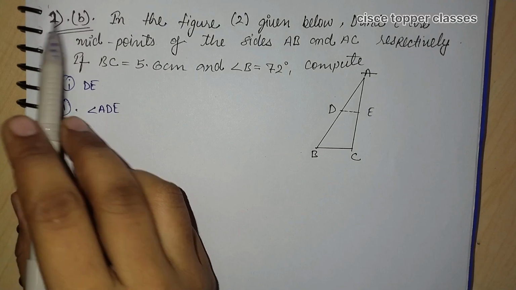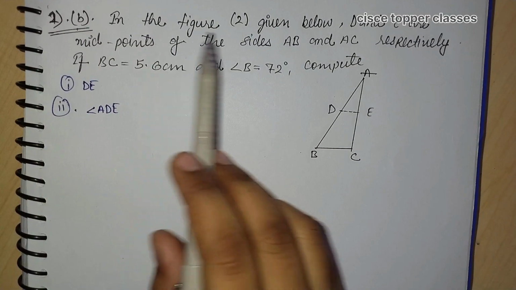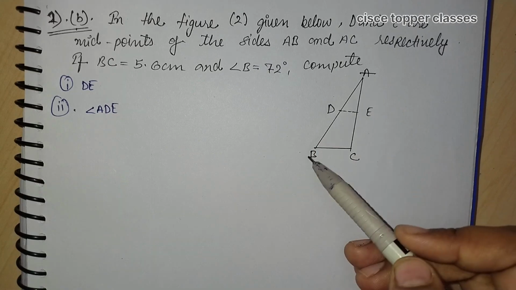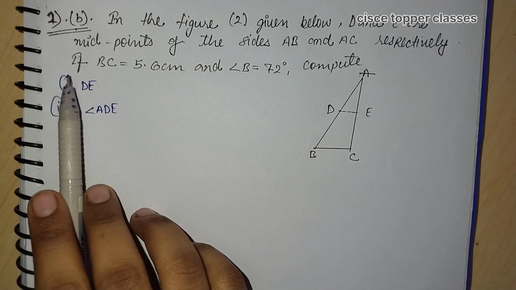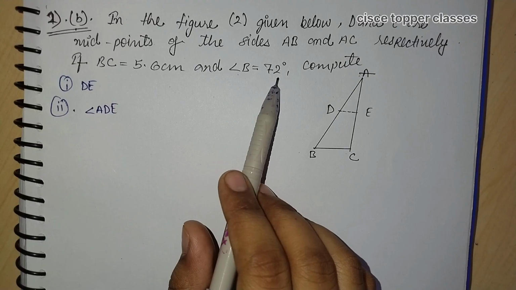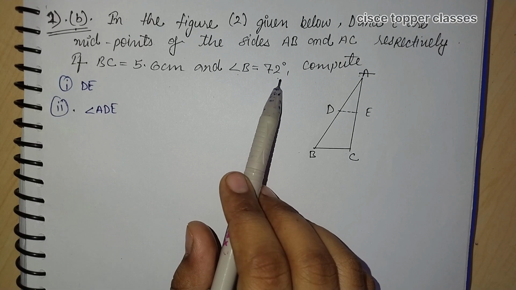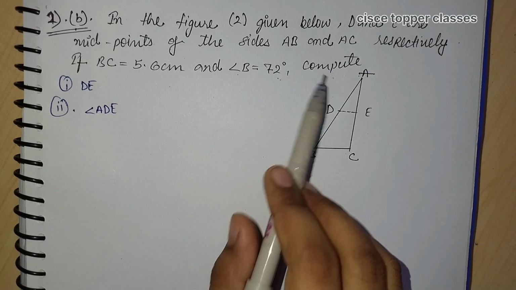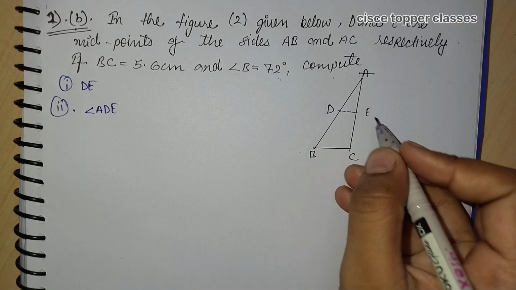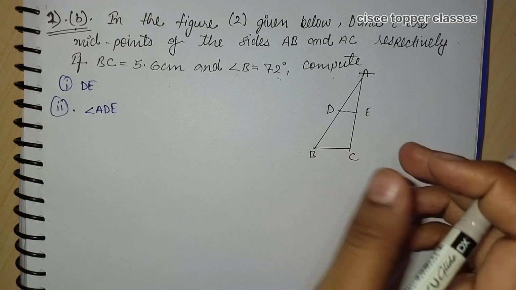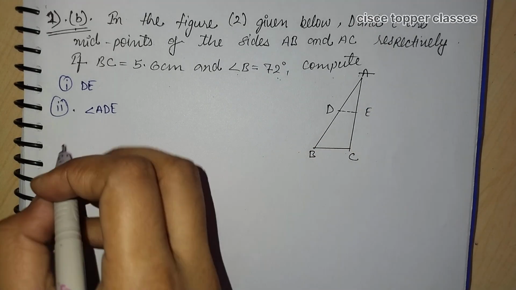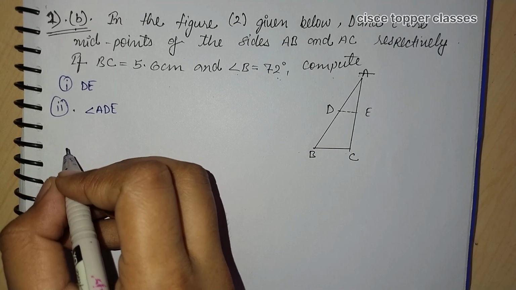Now let us solve the second question. In the figure given below, D and E are midpoints of the sides AB and AC respectively. If BC is equal to 5.6 centimeter and angle B is equal to 72 degree, then we have to compute DE. As these are the midpoints, we can simply apply the theorem here that if DE and BC are parallel, we have DE as half of BC.